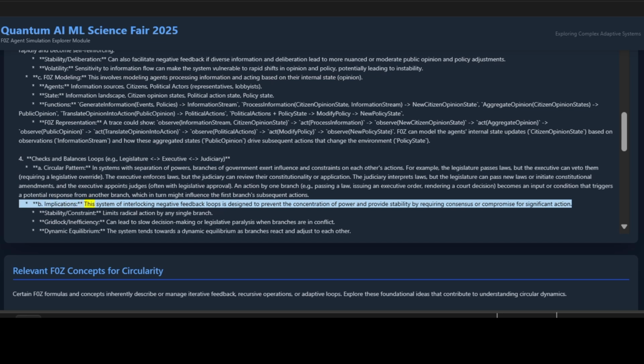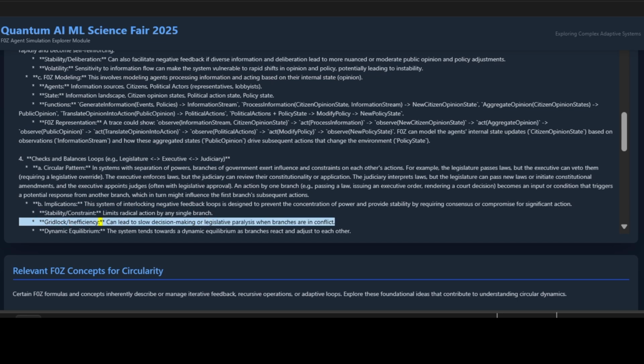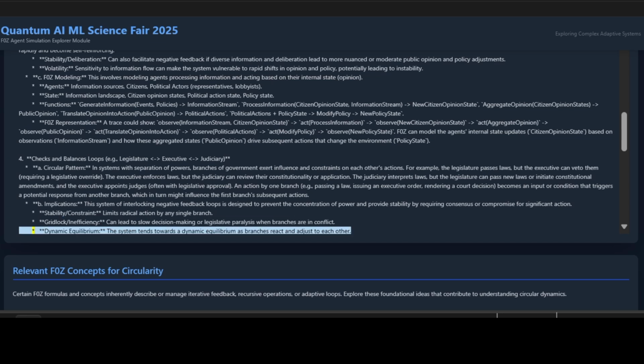B. Implications: this system of interlocking negative feedback loops is designed to prevent the concentration of power and provide stability by requiring consensus or compromise for significant action. Stability/constraint: limits radical action by any single branch. Gridlock/inefficiency: can lead to slow decision-making or legislative paralysis when branches are in conflict. Dynamic equilibrium: the system tends towards a dynamic equilibrium as branches react and adjust to each other.